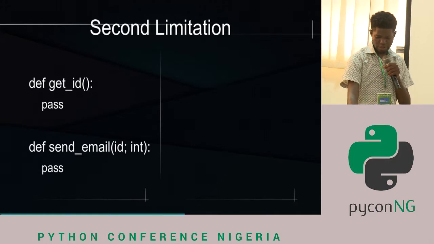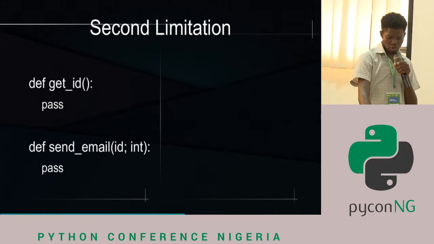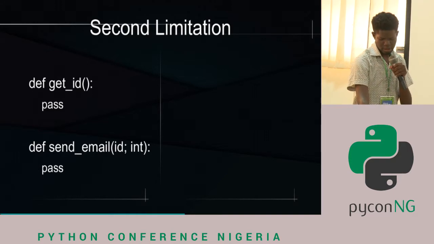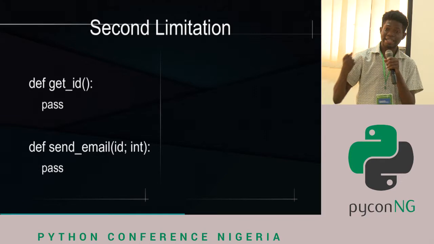Another limitation is when you have a function that takes in an ID, which may or may not be provided.